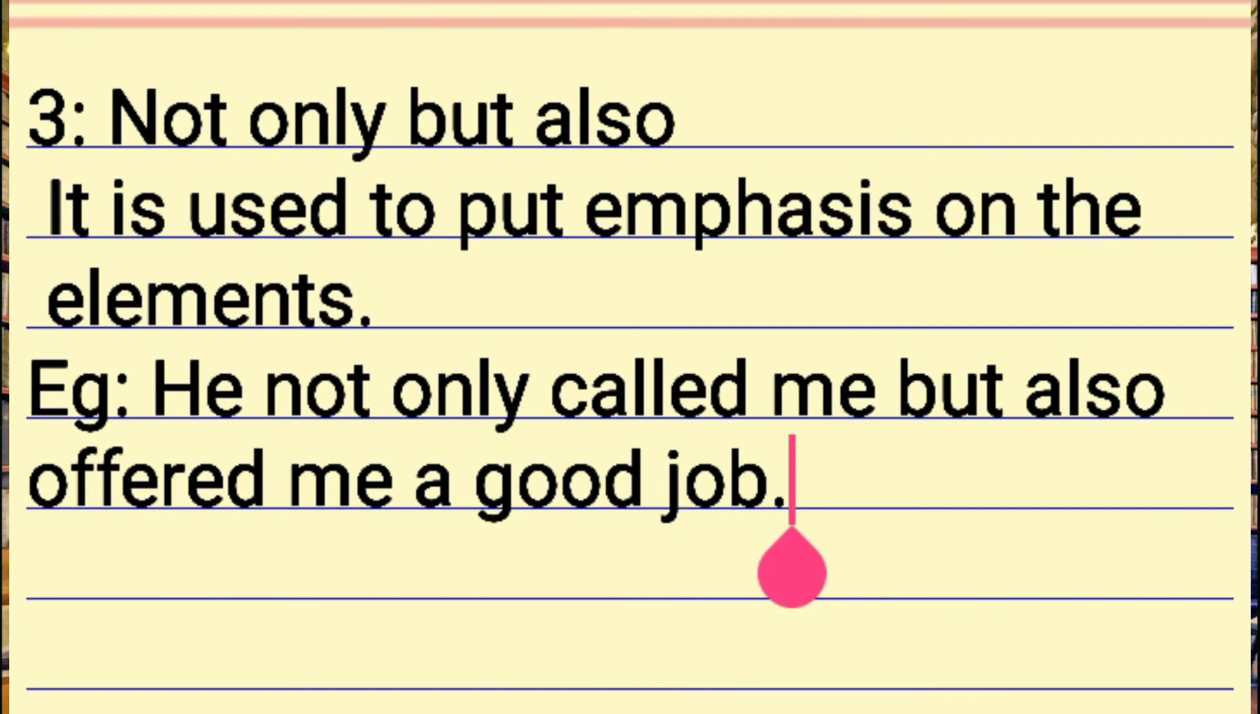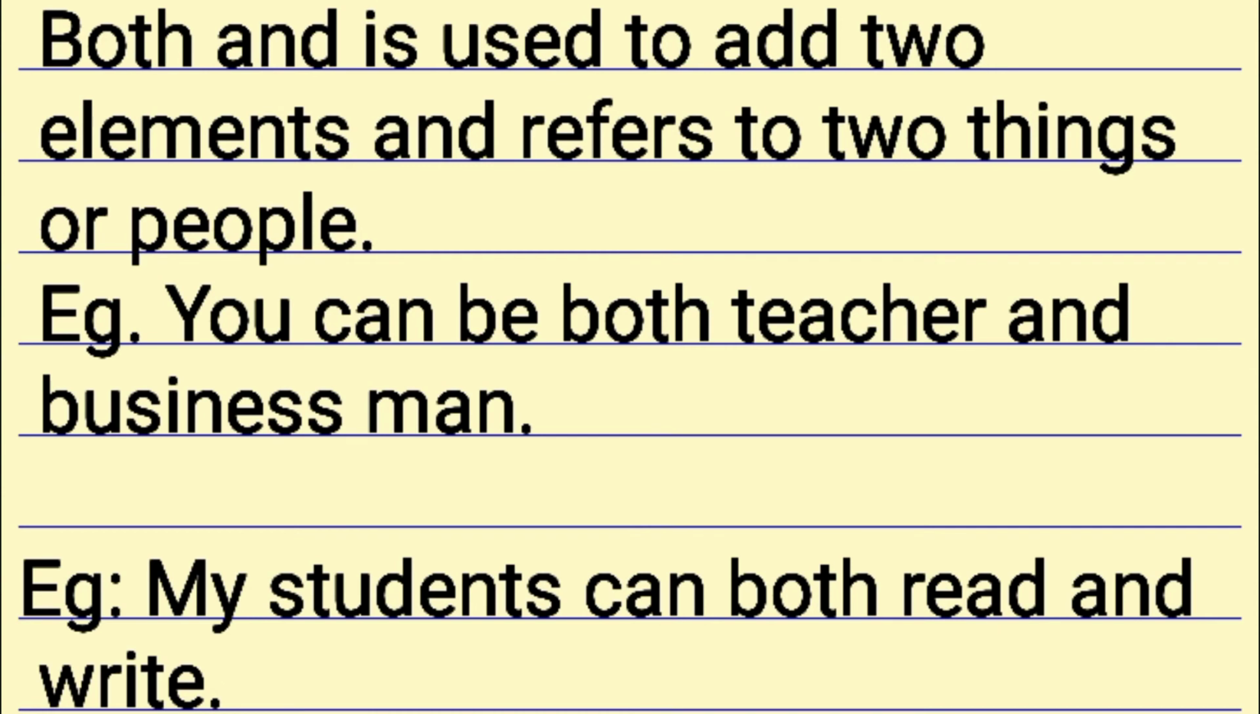Now let's move towards both and. Both and is used to add two elements, and both and refers to two things or people, and it is always considered plural in a sentence. Keep in your mind, right, this thing, that both and is always considered plural in a sentence.